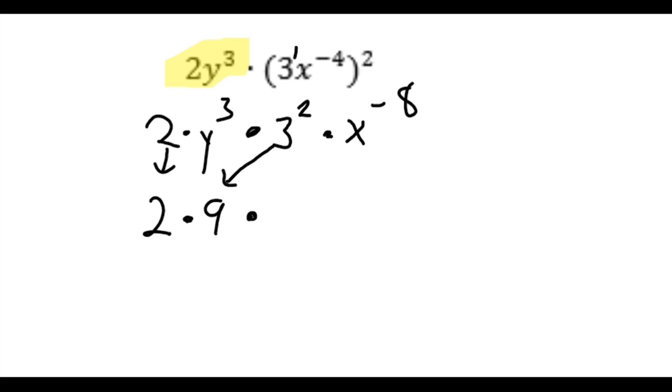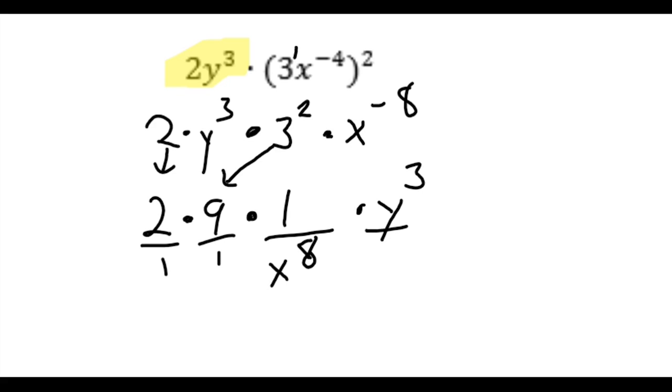X to the negative eighth, I'm going to list as 1 over x to the positive eighth power. So we're going to apply that rule we learned on the previous page. And then y to the third. And then I want to combine all that together. In my numerator, and remember, think of these as all being over 1, I've got 2 times 9 is 18, times 1 is 18, times y to the third. So I've got 18y to the third power.